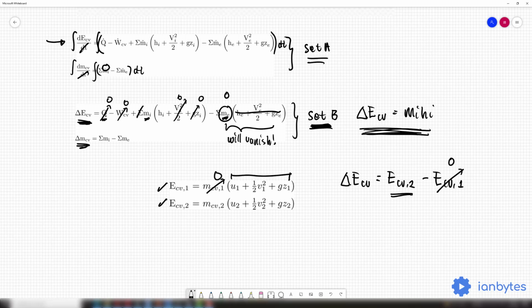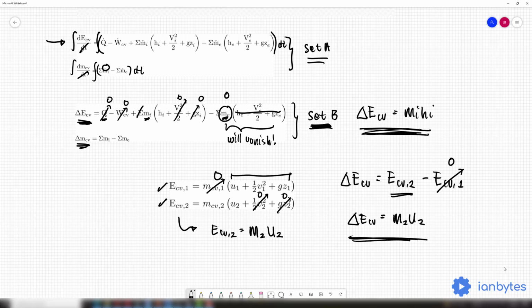Now, how do we simplify ECV2? Pwede nating i-assume na yung ating system ay fixed lang with respect to an inertial frame of reference, which means that the effect of your kinetic and your potential energy components are negligible. In the end, we can say that ECV2 is just equal to MCV2, or basically M2, multiplied by U2. Therefore, delta ECV according to this set of equations is just equal to M2 multiplied by U2.